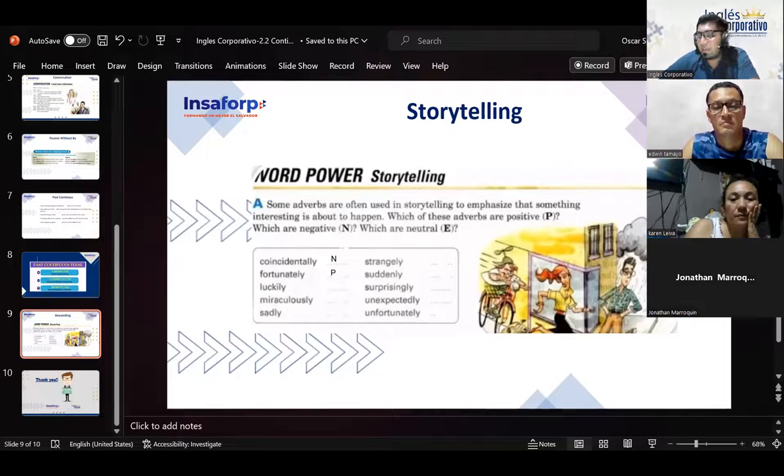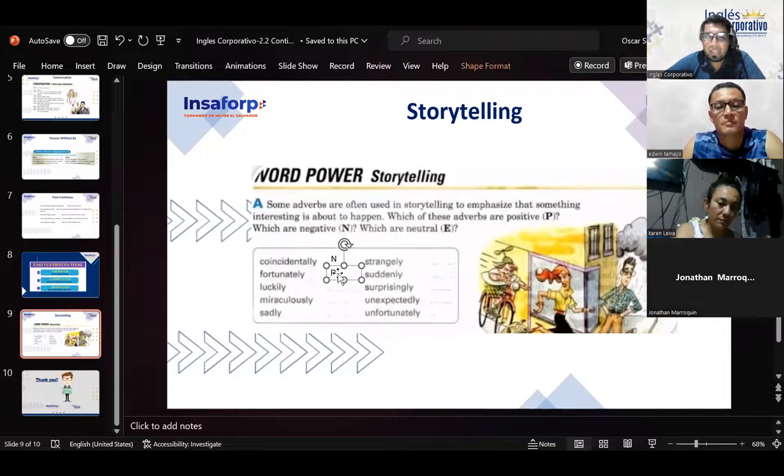It's like, you know, when probably this character just realized that he maybe had lost his wallet, but he still had enough money, some cash, to get back home. So it's like some fortune in the middle of the disaster. But yeah, fortunately. How about luckily? What do you think? Luckily, is it positive? Is it negative? Is it neutral?